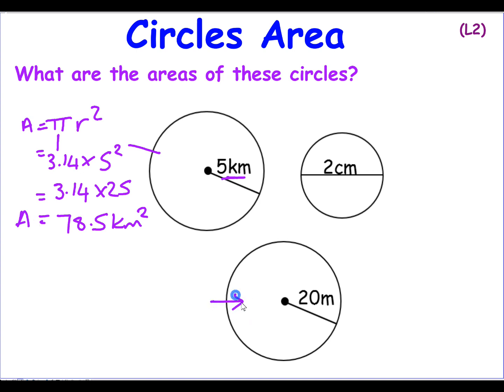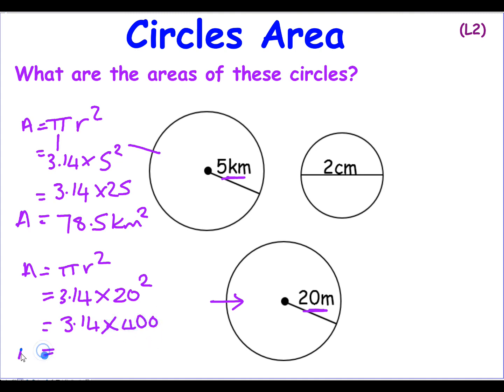Let's look at the one below it. So our area is equal to pi r squared, and we know that pi is the number 3.14. Next to the r means we multiply, and then the radius they've given us here is 20 meters. And don't forget to square it. So it becomes 3.14 times 400. And that gives us an area of 1,256 meters squared.